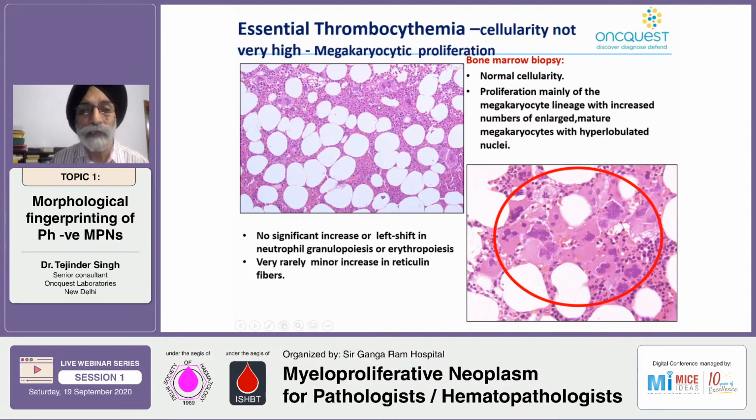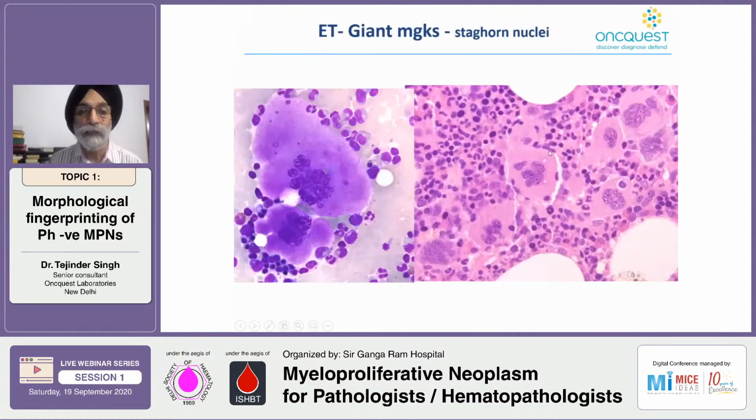It may be mildly hypercellular, but it is unlike polycythemia, unlike CML, and totally unlike early-stage PMF. So normal cellularity and clusters of megakaryocytes indicate that we're dealing with a case of ET. And what we find is megakaryocytes with hyperlobulated nuclei. On bone marrow aspirate, hyperlobulated giant megakaryocytes are the typical feature.